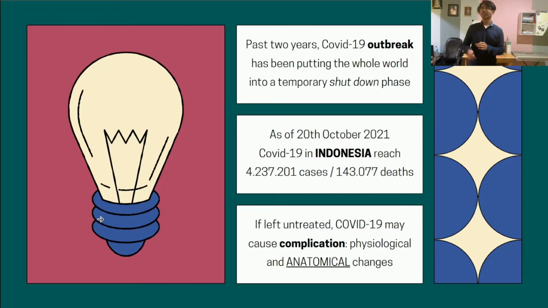The first case of COVID-19 in Indonesia was reported on the 3rd of March 2020 when 2 Indonesians had contact with affected Japanese people during their stay. And as of 20th of October 2021, in Indonesia alone, there are 4,237,201 confirmed cases, with 143,077 of them having died. Based on that, COVID-19 is a concerning disease in which, if left untreated, will cause many complications that might even lead to death. These complications include both physiological changes and anatomical changes on our body.